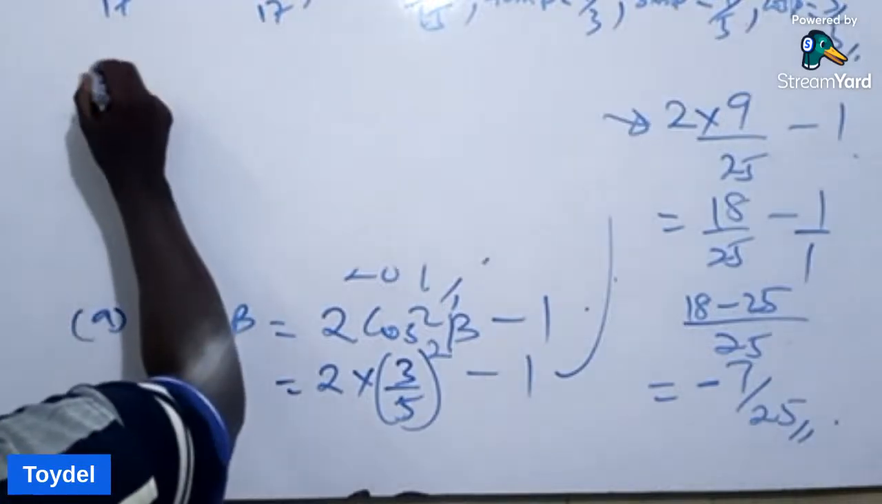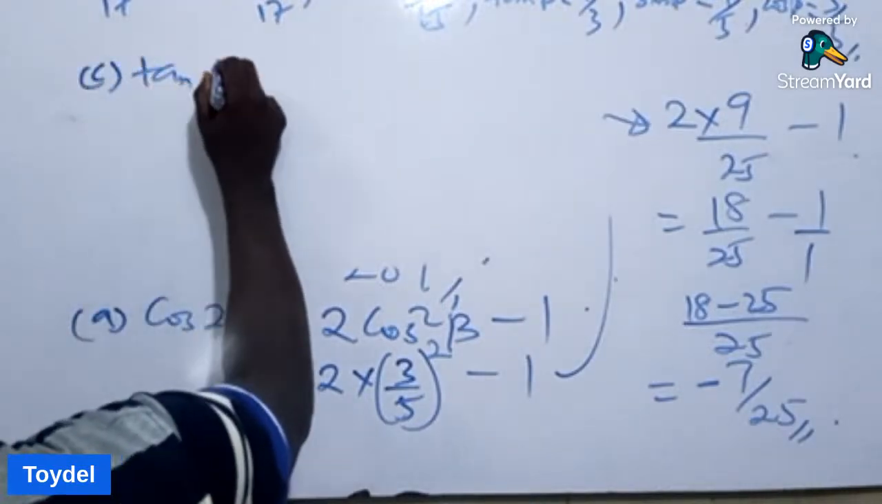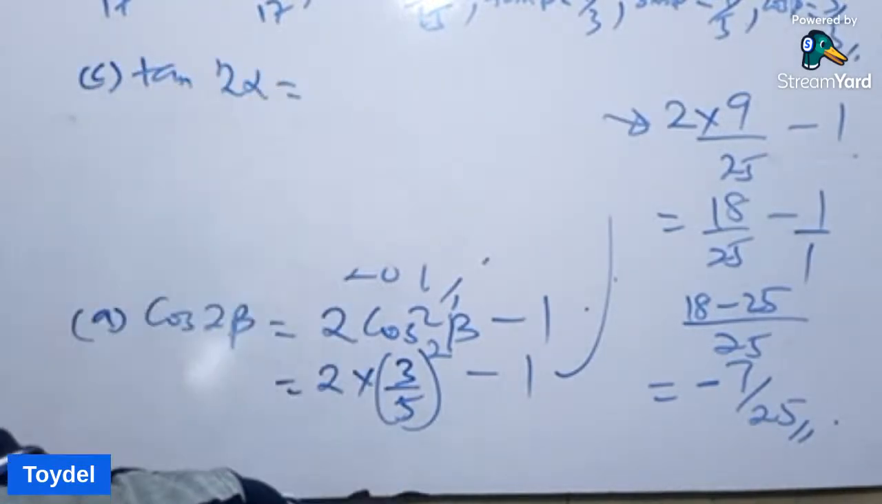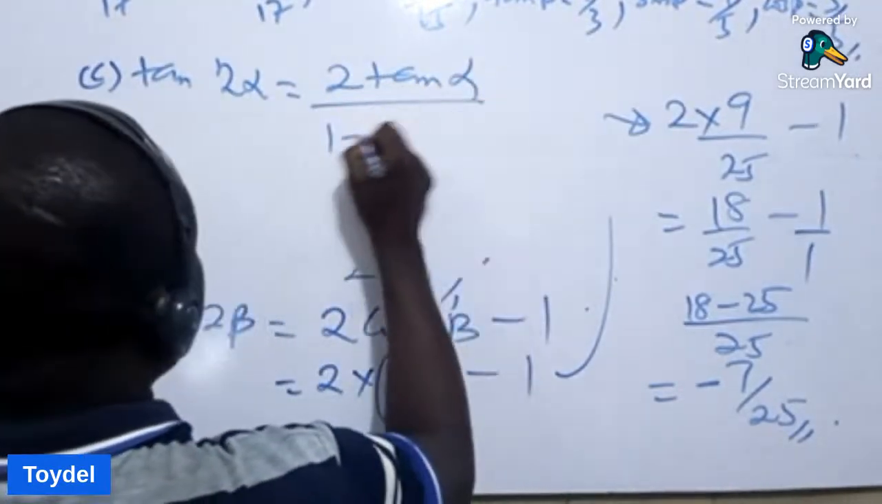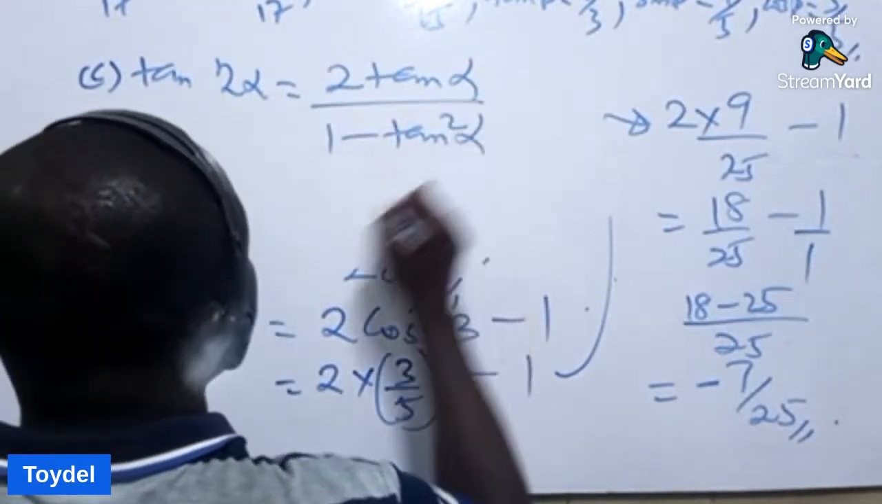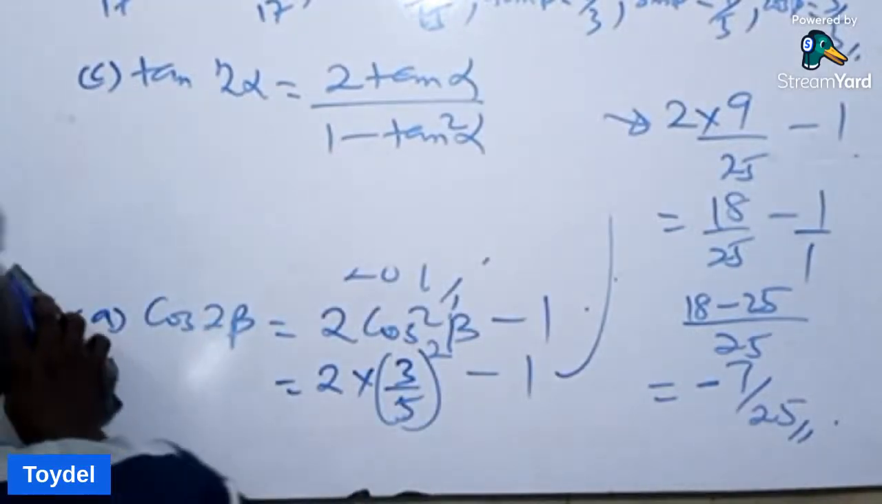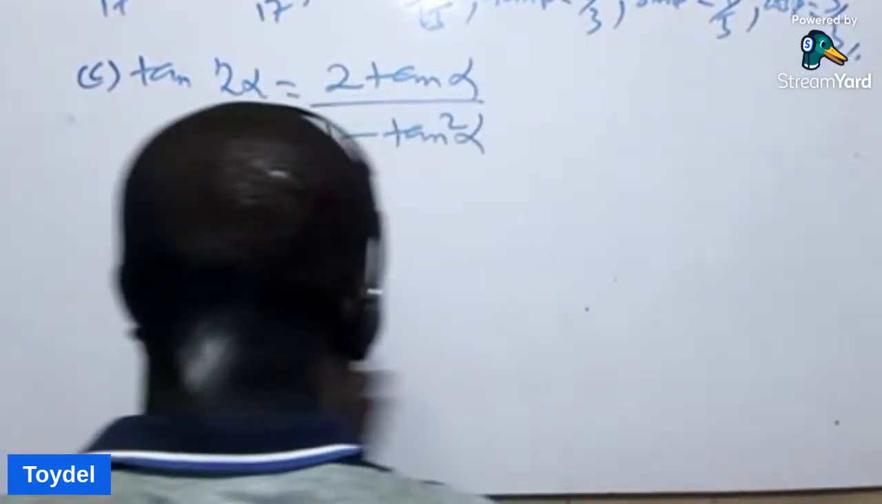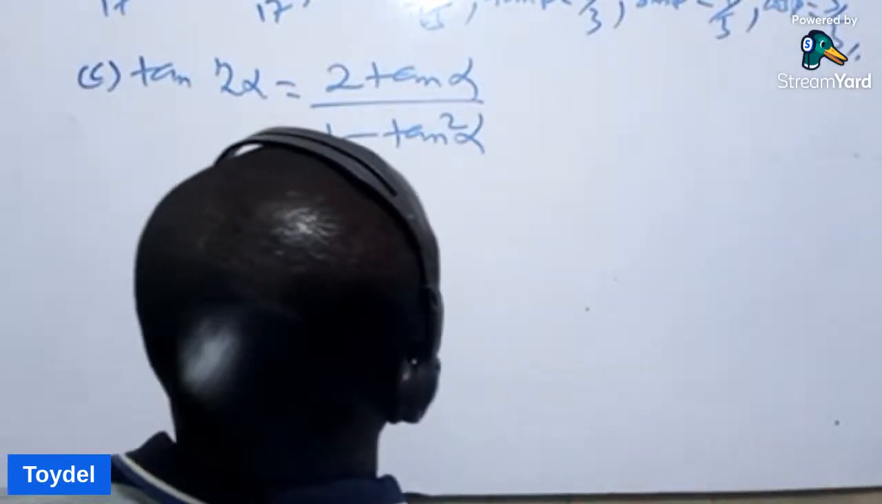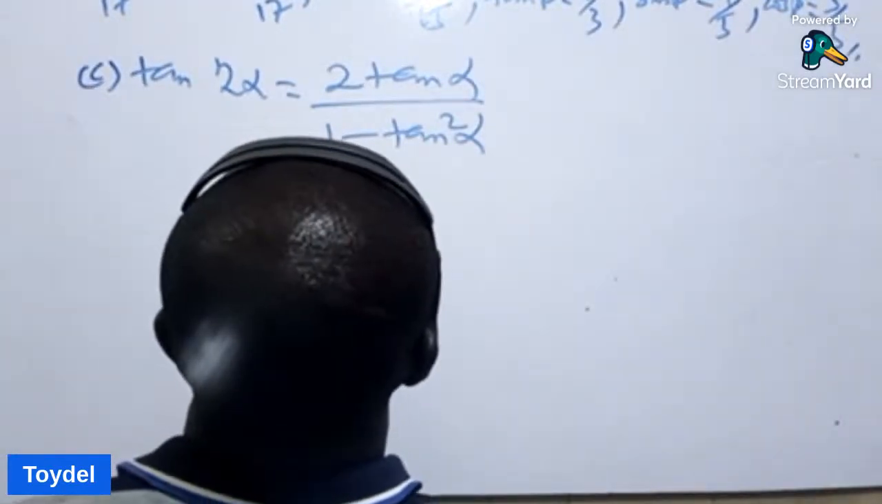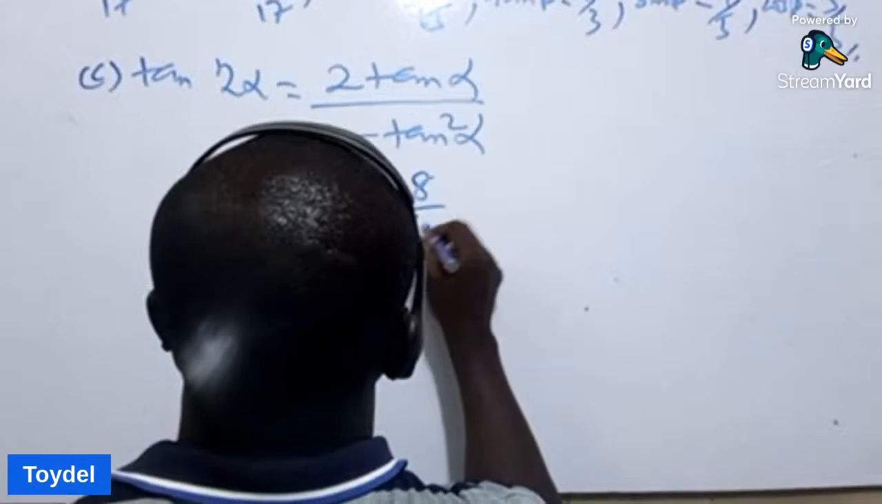The third one is where we have tan 2 alpha. Tan 2 alpha will be 2 tan alpha all over 1 minus tan square alpha. So that's what we are going to get. So in this case now, we are going to have 2 multiplied by, what is tan alpha? Tan alpha is 8 all over 15.